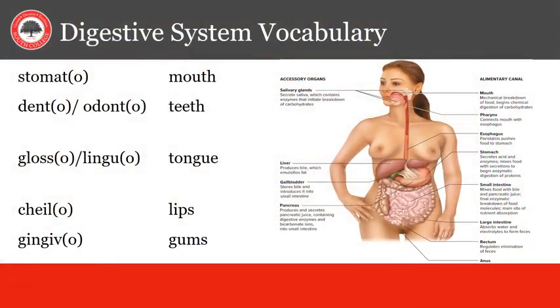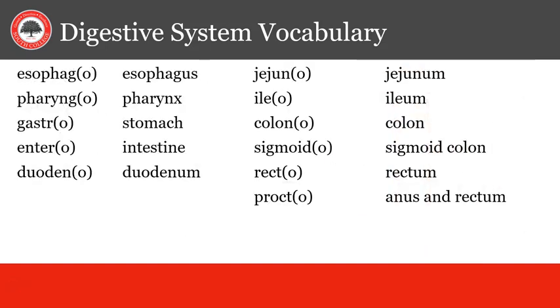Now for the new terms, starting at the top and moving down. Stomato means mouth. Dento and odonto refer to the teeth. Glosso and linguo refer to the tongue. Chelo refers to the lips, while gingivo refers to the gums. Esophago refers to the esophagus, pharyngo to the pharynx, gastro to the stomach, entero to the intestines.